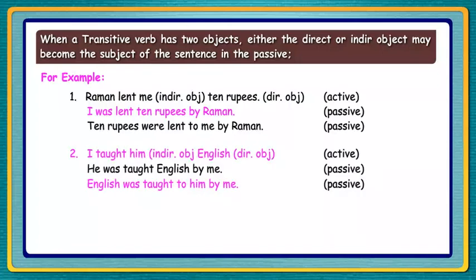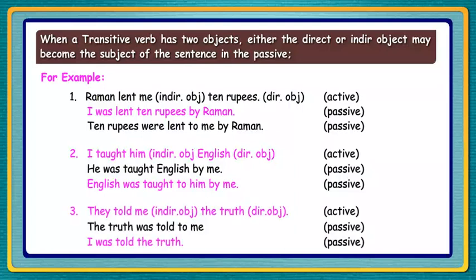I taught him, indirect object, English, direct object. Active. He was taught English by me. Passive. English was taught to him by me. Passive. They told me, indirect object, the truth, direct object. Active. The truth was told to me. Passive. I was told the truth. Passive.